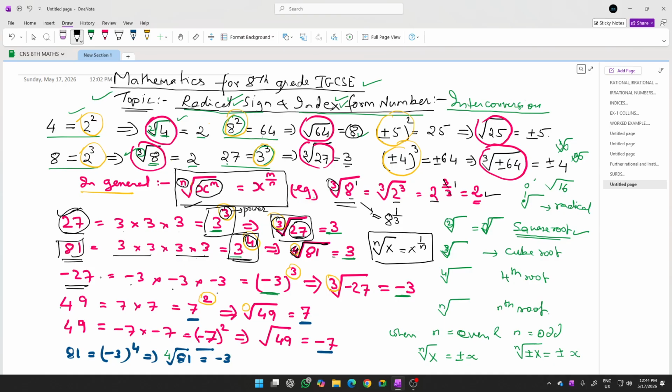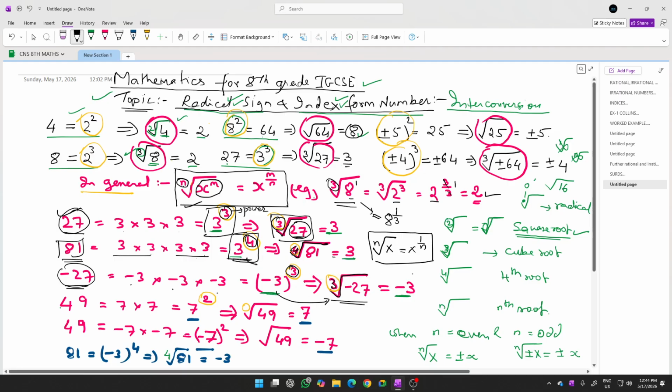Now if you want to convert it into radical form, what you will do is draw the radical sign first, that is this. Then in the gap you place this power. So the power is 3, so put that 3 over here, and inside the radical sign you put the value of this index form. So the value of minus 3 whole raised to 3 is minus 27, so put that minus 27. So this is how the index form is converted into radical form.